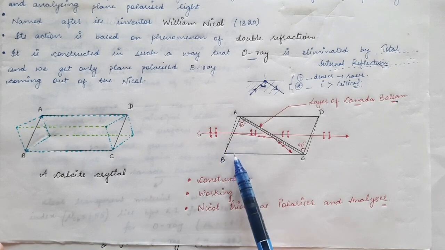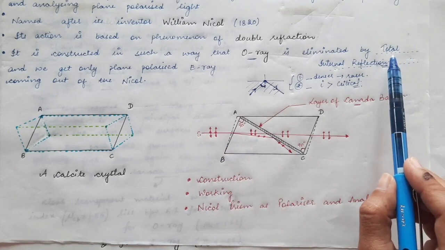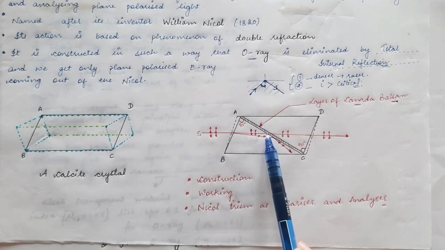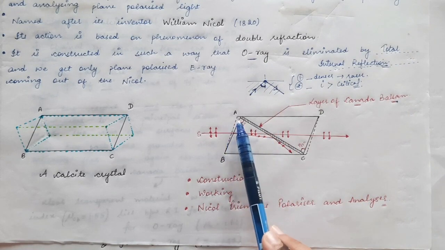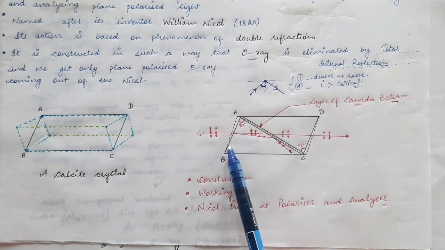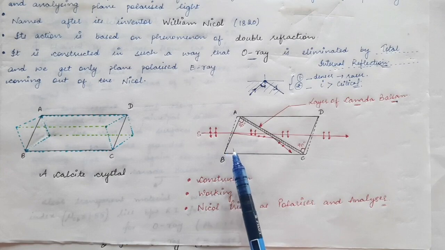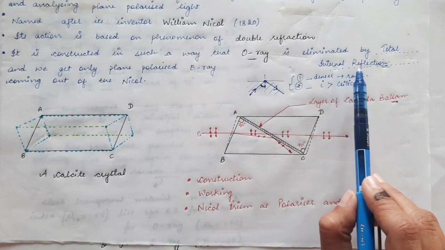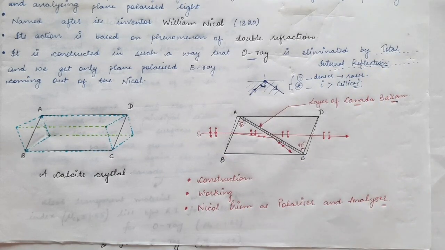So we decrease this acute angle from 71 degrees to 68 degrees, and this is also done for a purpose. The purpose why we decrease this angle is because we want to obtain the total internal reflection of the ordinary ray. So firstly we use a Canada balsam layer, and the other condition is that we grind these two opposite faces so as to reduce this acute angle from 71 degrees to 68 degrees. So under these conditions the O ray will get totally reflected inside the Nicol prism.